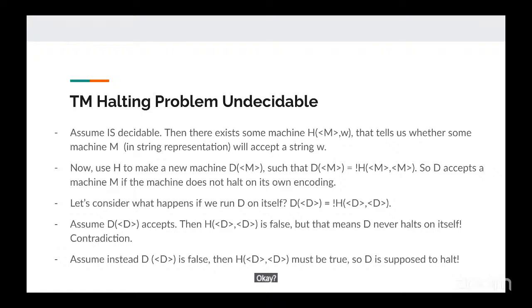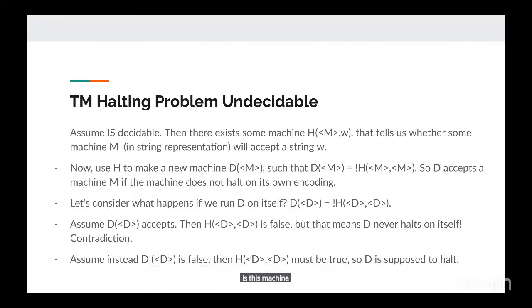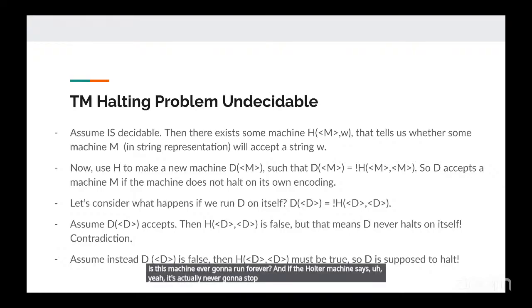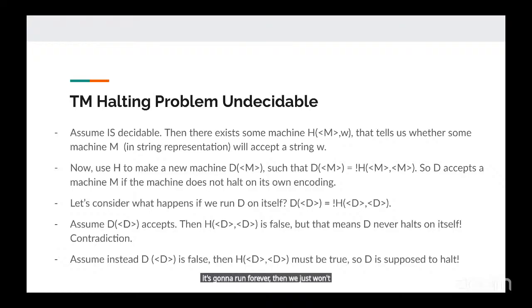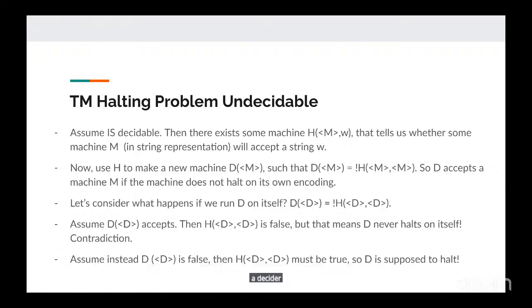Okay, so that would be really nice to do, because if you could build this halting machine H, we would never have to worry about recognizers. Anytime we're a little bit scared that maybe this Turing machine is going to run forever, we'll just first use the halting machine and check: hey, halting machine, is this machine ever going to run forever? And if the halting machine says, yeah, it's never going to stop, then we just won't run the machine and we'll just return false for that. So we could build a decider using a recognizer if we had a halting machine.